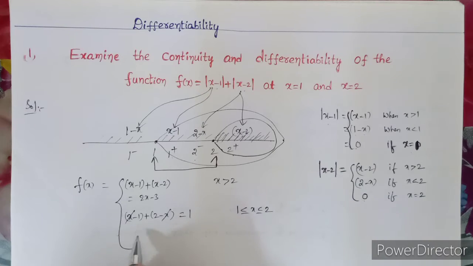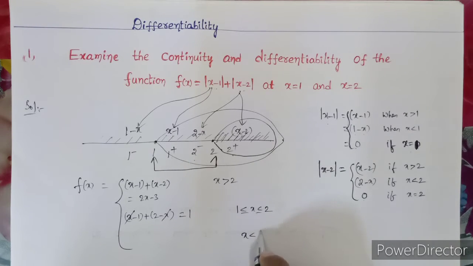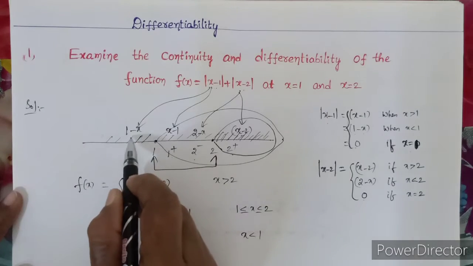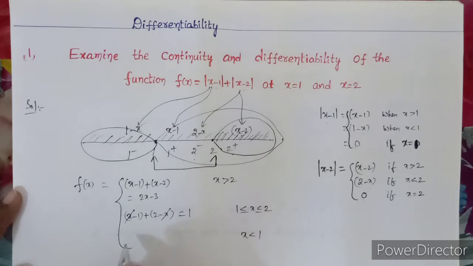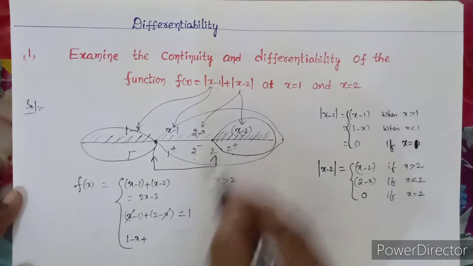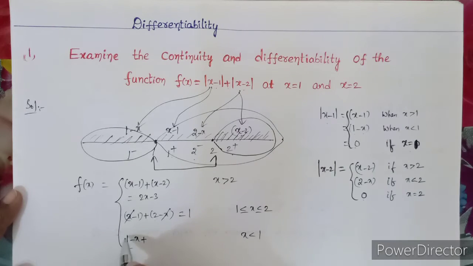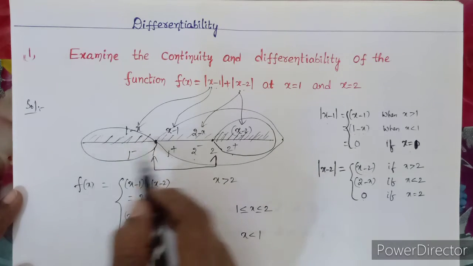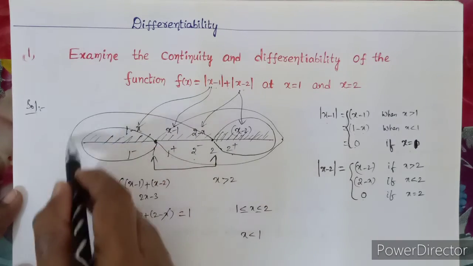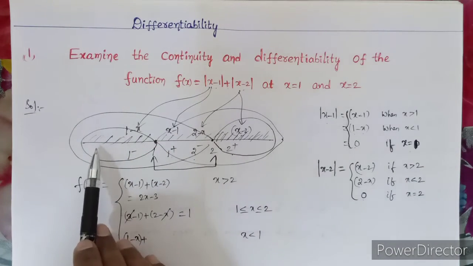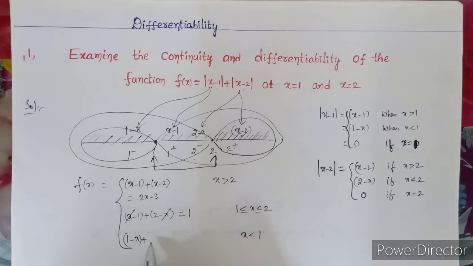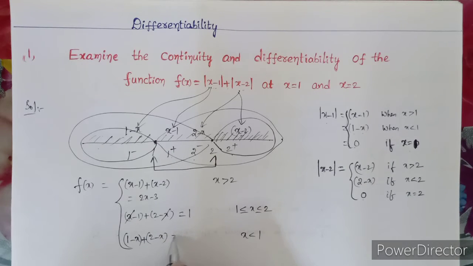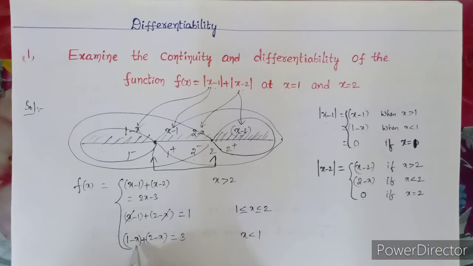So, next, when x is less than 1, we prepare. When x's are less than 1, mod of x minus 1 is equal to 1 minus x plus, in between there is plus. When x's are less than 1, these are all less than 2. All these x's are also less than 2. When x's are all less than 2, we should write mod of x minus 2 as 2 minus x. So we got 1 plus 2, 3. Minus x gives minus 2x.